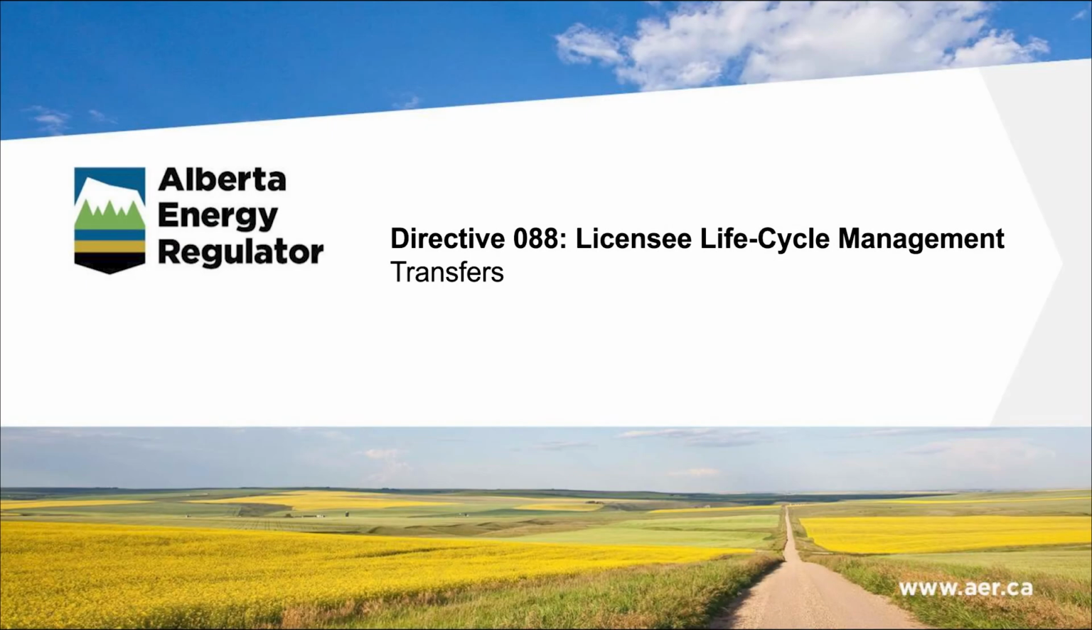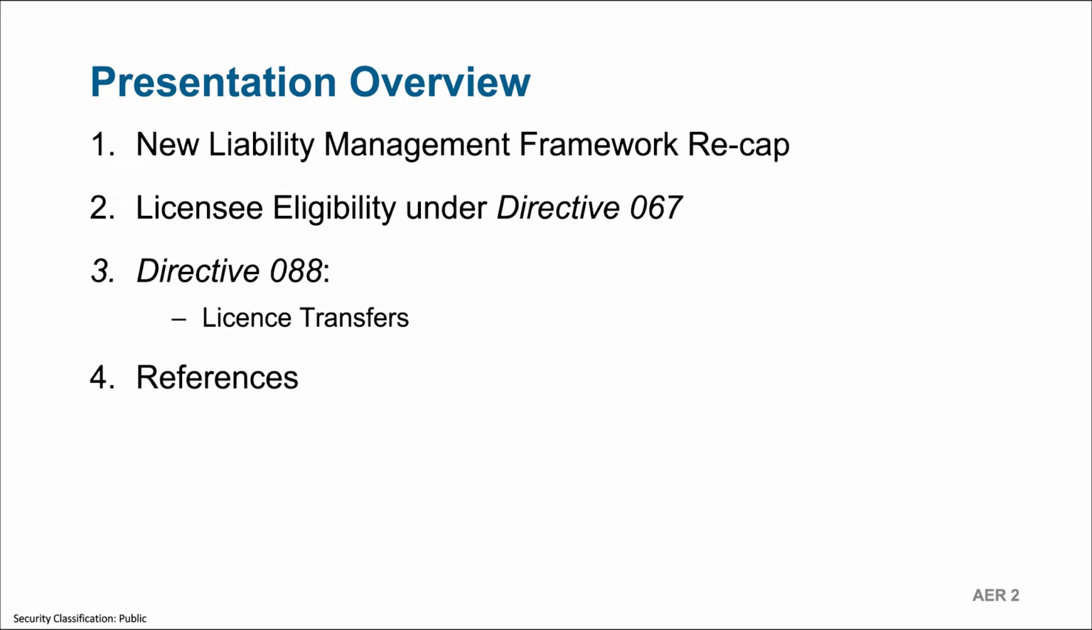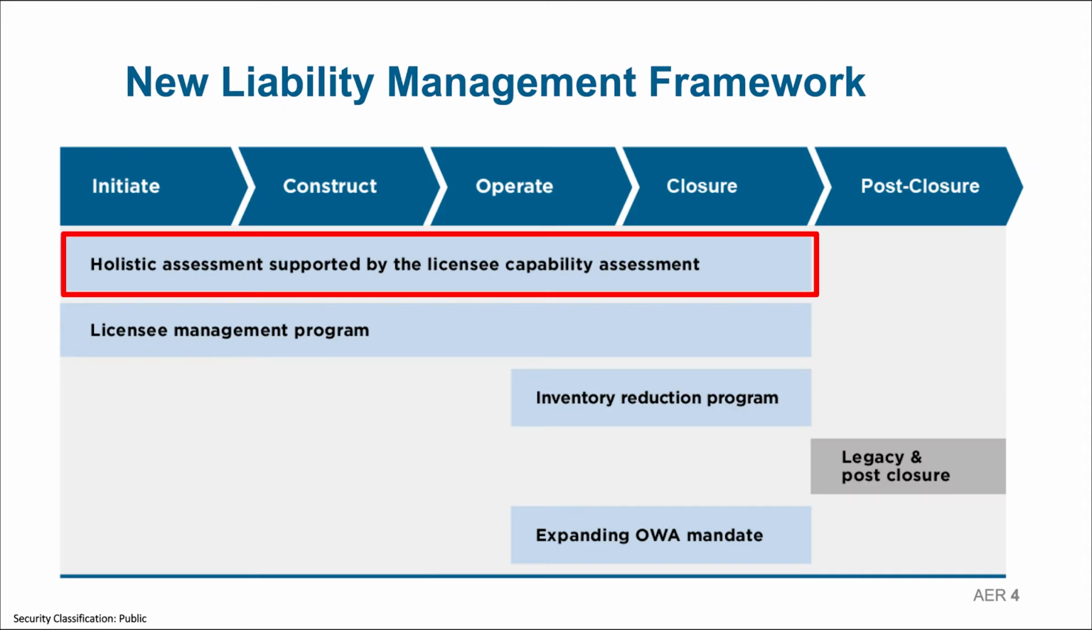This presentation is part of a series on the implementation of the new liability management framework introduced by the Government of Alberta in July of 2020. We will focus on the changes to the transfer process as outlined in Directive 88. This presentation will touch briefly on the new liability management framework, discuss changes to licensee eligibility under Directive 67, and cover the new requirements pertaining to license transfers in Directive 88.